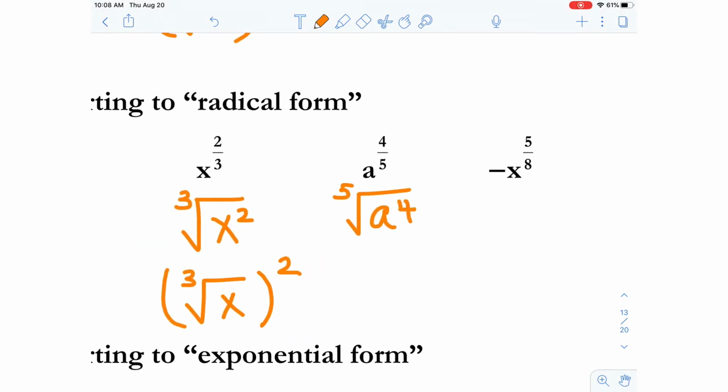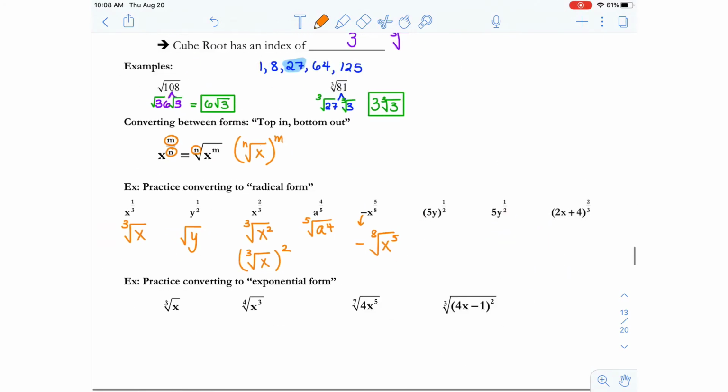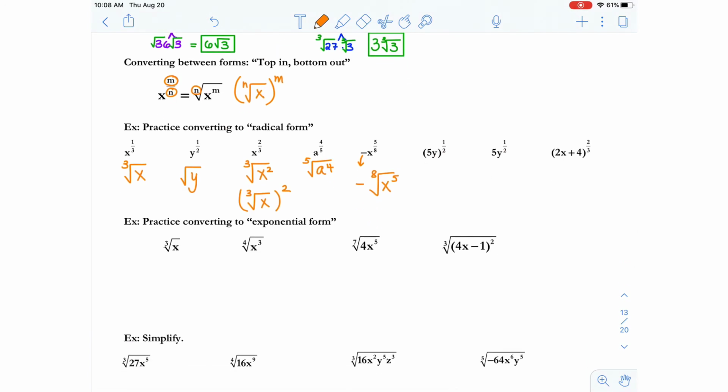Be careful. This negative is going to stay outside because the only thing being raised to the 5/8 is the x. So the negative stays outside, and then I'm going to have the 8th root of x to the 5th. I'll stop there. I'll do the rest with you in class for this example.